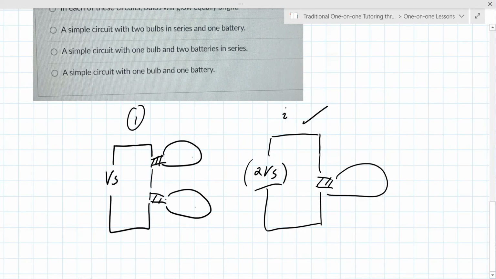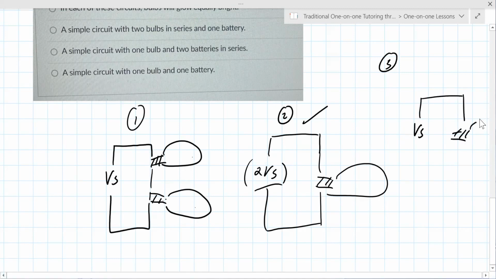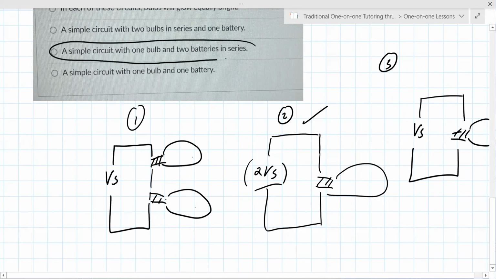The third one, number 3, would be one bulb and 1 battery. So 1 voltage source, and they're all voltage sources the same, except this one's double. And 1 battery. So this one, the bulb gets all the voltage source, doesn't have to share it. But the other one's got twice as much. So the answer is 1 bulb with 2 batteries, because it's much larger. Okay.